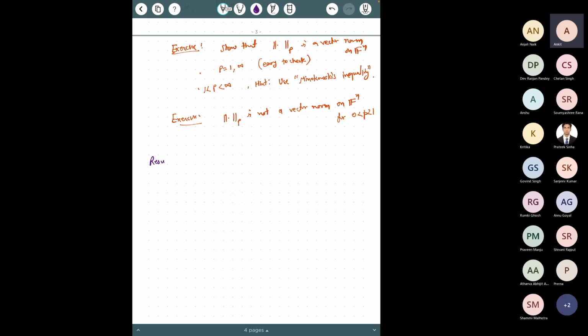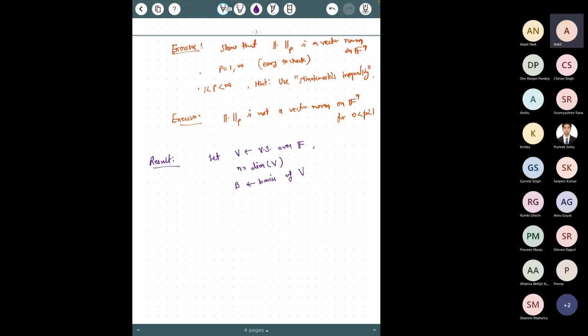So this is the result. Suppose that we have a vector space, let's say V. V is a vector space over F, where F is either R or C. Let n be the dimension, so it is finite dimensional. And suppose that B is a basis of V. So this also you fix, any basis.